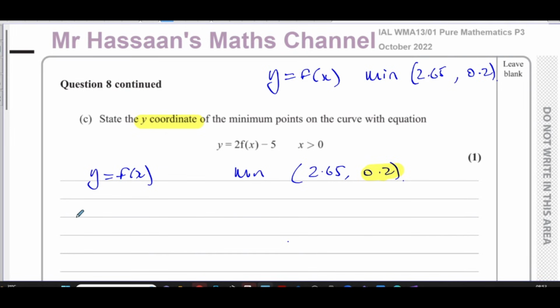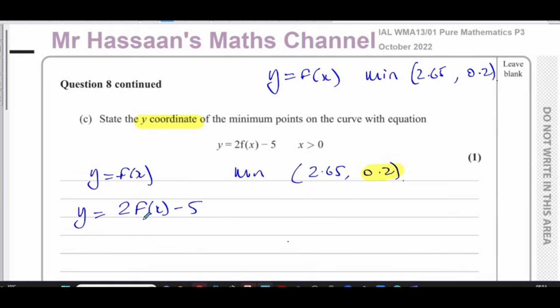So the equation y equals 2 times f of x minus 5, well, this will only affect the y coordinate. This is to do with transformations of graphs. There's a combination of transformations. So what happens here, if it's outside the function, we follow BIDMAS.